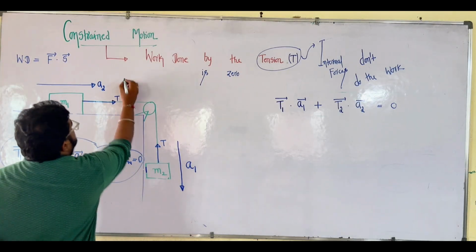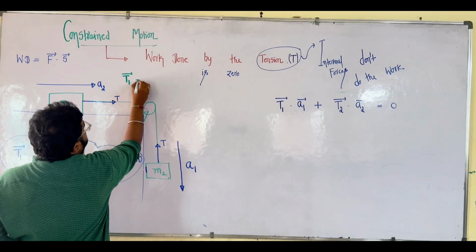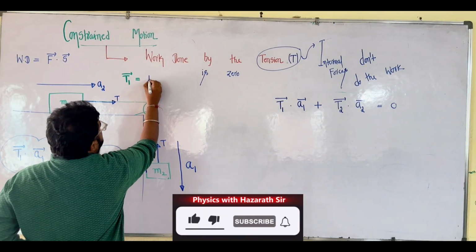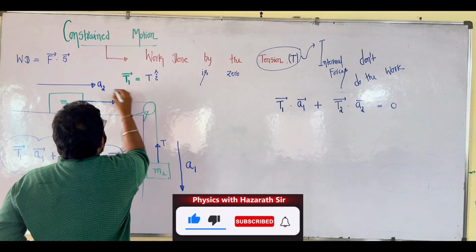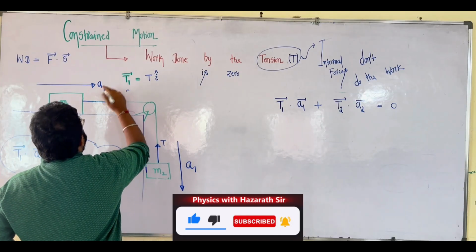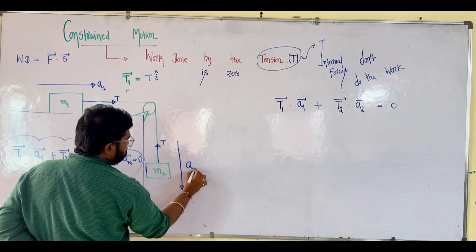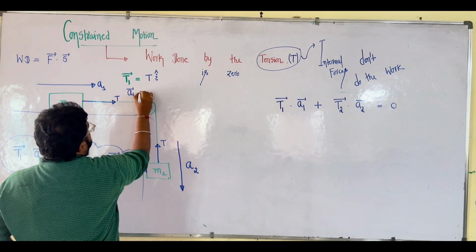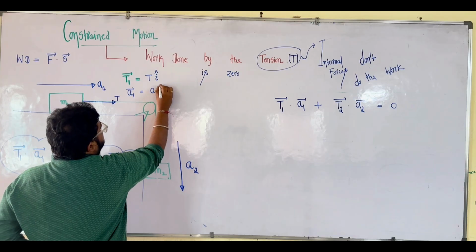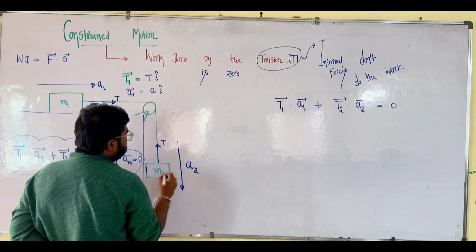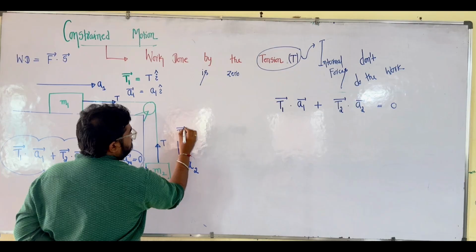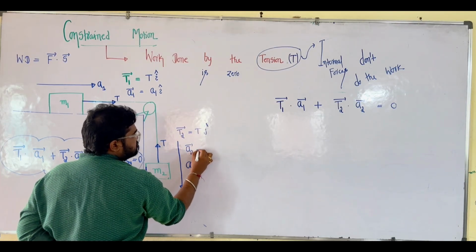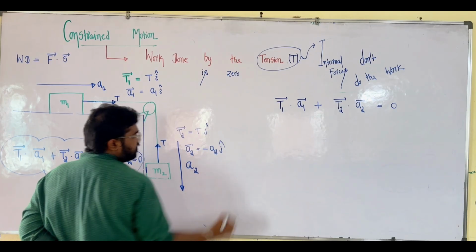Clear? What is the T1 bar here? Confidently tell me. What can you write for T1 bar? Can you write T I cap? This is T I cap. What is this? This is A1. This would be how much? A2. Now tell me, this is how much? A1 bar is equal to how much can you write? A1 I cap. So what will you write for T2 bar? T J cap. What will you write for A2 bar? Minus A2 J cap.